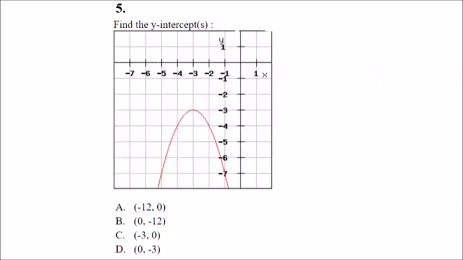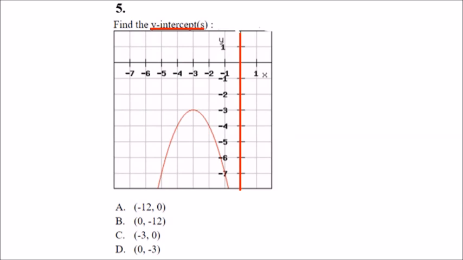Number 5 is a little bit tricky. Number 5 asks us for the y-intercept. Originally, we think that that's easy. Y-intercept is just where the graph crosses the y-axis. But I'm looking here at my y-axis, and I notice that my graph doesn't actually cross that line.